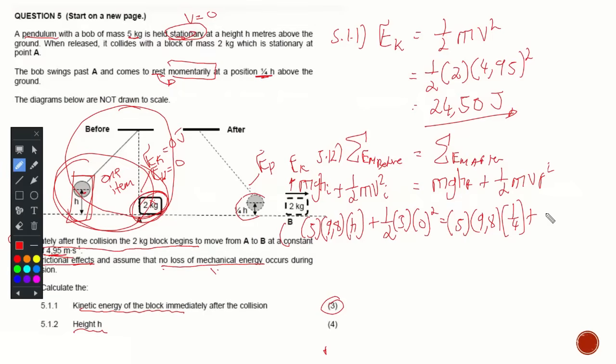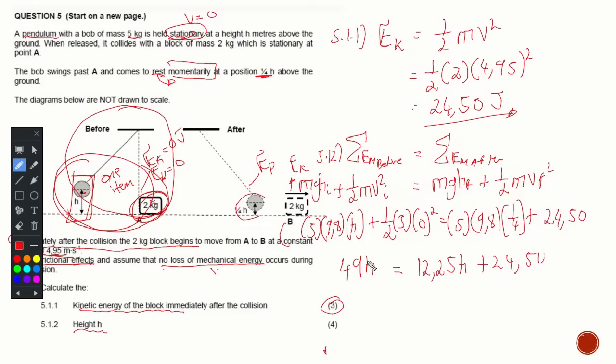So that means we're going to take that 24.50 there. And then let's calculate. We have 5 times 9.8, which is 49, and then h. All of this will give us 0. So we're going to move to this part: 5 times 9.8 multiplied by 1/4, which is going to give us 12.25 and then h. Then we have this 24.50.